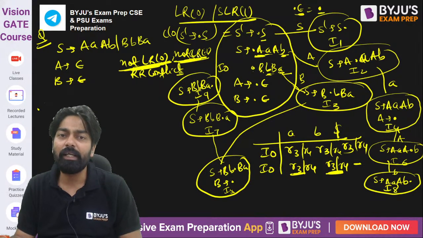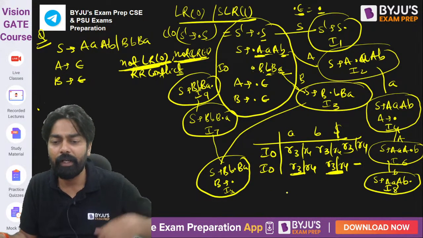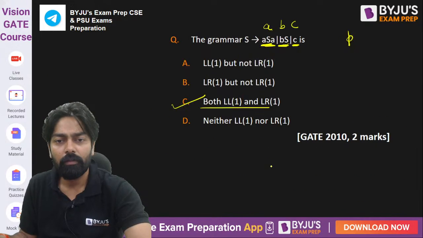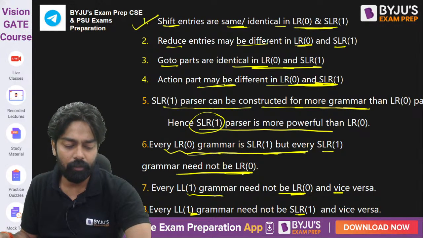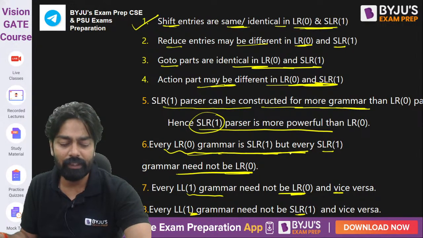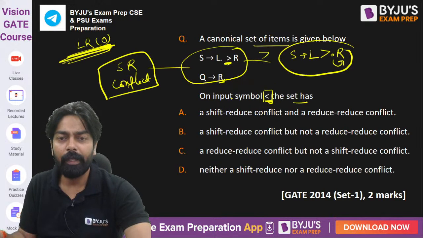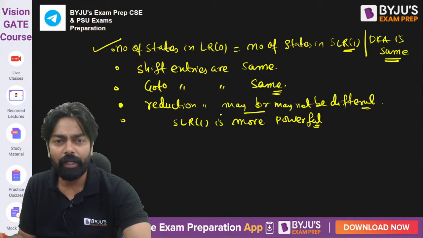fine. But if it is SLR1, it need not be LR0. Fine, already we have written some point. See clearly, every LR0 grammar is SLR1, but every SLR1 grammar need not be LR0. If it is LR0, it is definitely SLR1. Fine, but every SLR1 grammar need not be LR0. Okay, so we have done all questions. If you have any doubt, you can ask me.